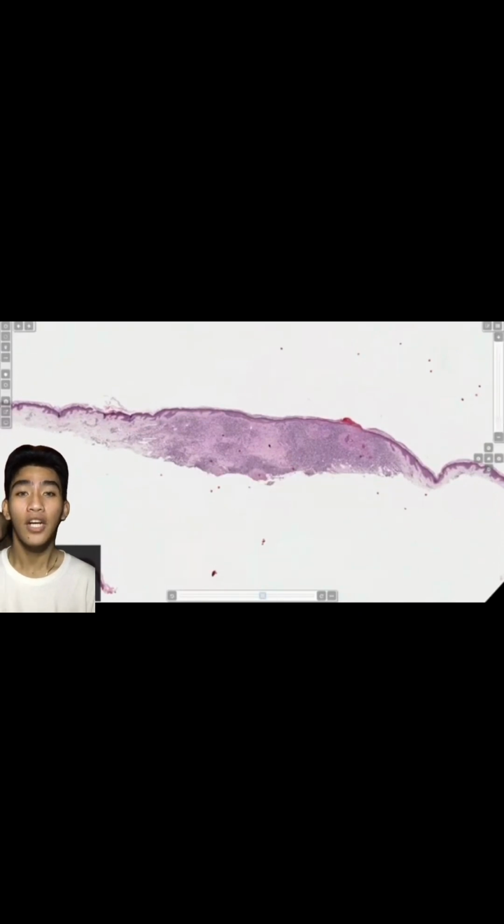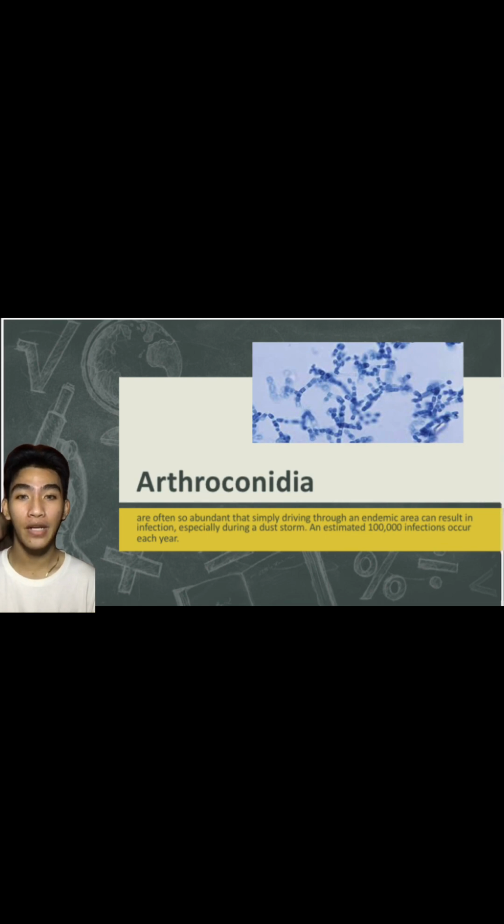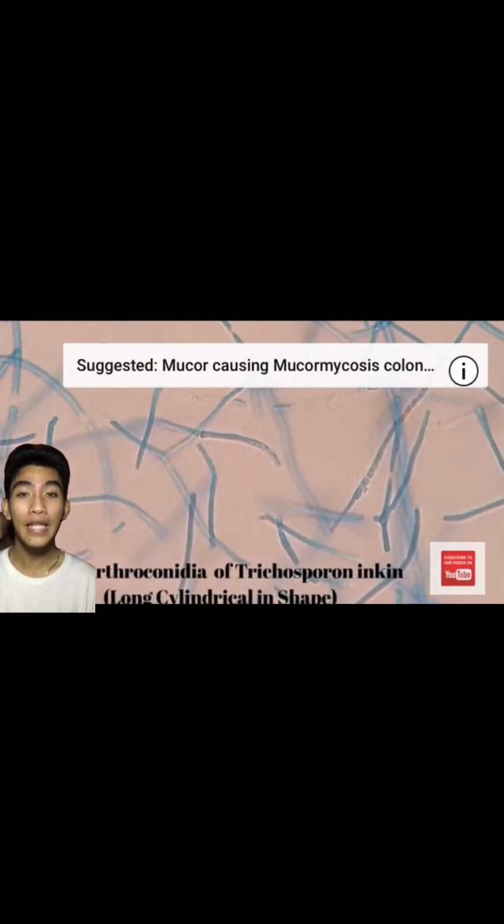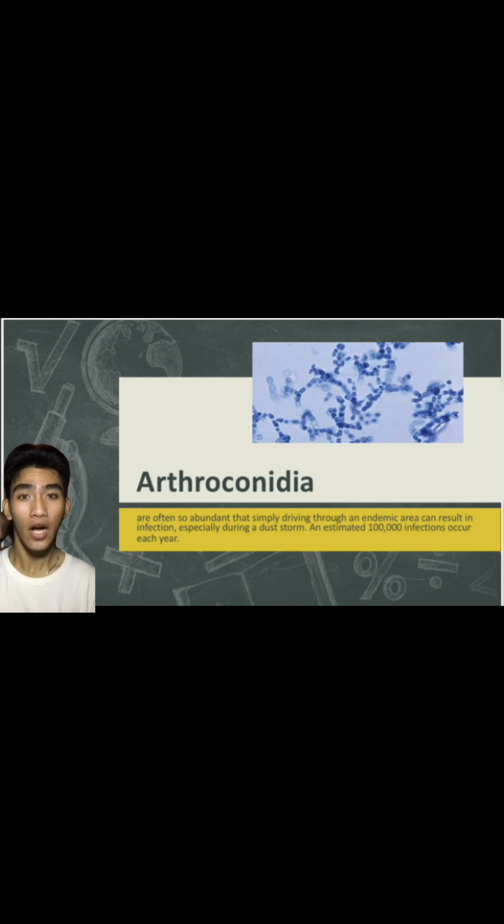In tissues, the organism forms a thick-walled body called a spherule filled with endospores. In soil, it forms filaments that reproduce by the formation of arthroconidia. The wind carries the arthroconidia to transmit the infection. Arthroconidia are often so abundant that simply driving through an epidemic area can result in infection, especially during a dust storm. An estimated 100,000 infections occur each year.